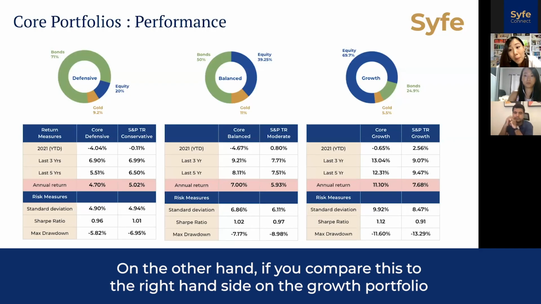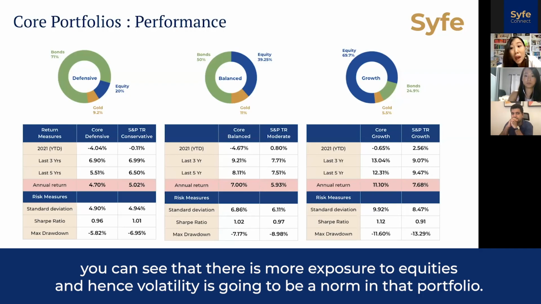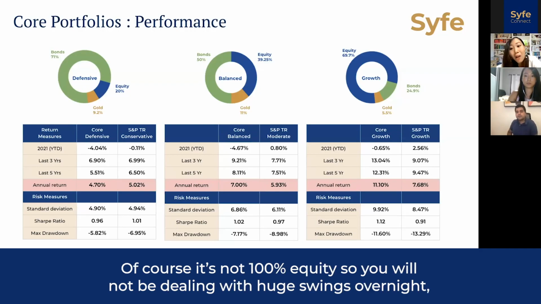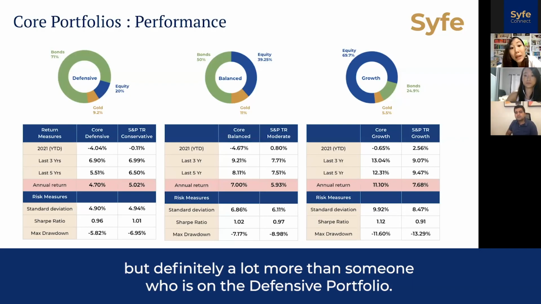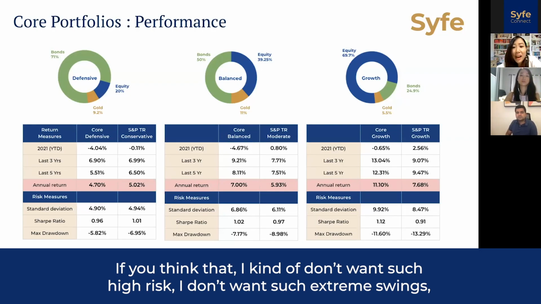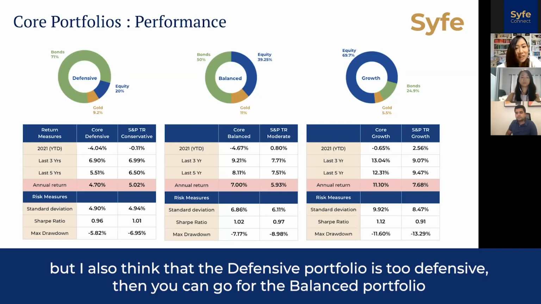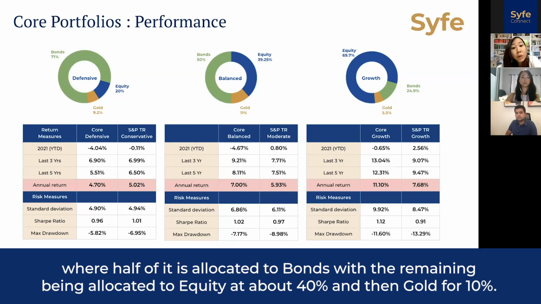On the other hand, if you compare this to the right-hand side on the growth portfolio, you can see that there is more exposure to equities, and hence volatility is going to be the norm in that portfolio. Of course, it's not 100% equity, so you're not going to be dealing with huge swings overnight as well, but definitely a lot more than someone who's on a defensive portfolio. And if you think that, hey, I don't want such high risk, I don't want such extreme swings, but I also think that the defensive one is too defensive, right? Then you can go for the balanced one, whereby half of it is based on bonds, with the remaining being allocated between equity at almost 40%, and then gold for the remaining 11.